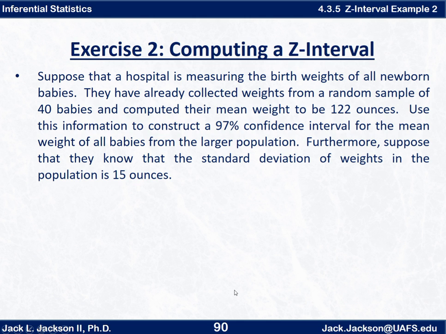So suppose that a hospital is measuring the birth weights of all newborn babies. They've already collected weights from a random sample of 40 babies and computed the mean weight to be 122 ounces. Use this information to construct a 97% confidence interval for the mean weight of all babies from the larger population. Furthermore, suppose that they know that the standard deviation of weights in the population is 15 ounces.